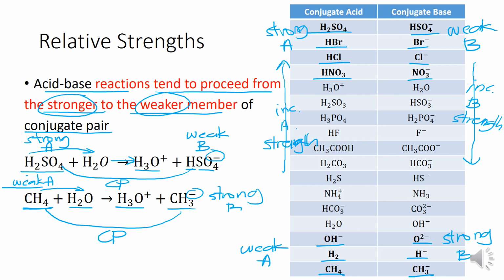Since methane is a weak acid, then methyl must be a strong base. Again, since an acid-base reaction proceeds from the stronger to the weaker member, in reality this reaction will proceed from the right to the left, because on the right side we have the strong base, and on the left side we have the weak acid. Therefore, there is a higher tendency for the methyl to produce methane. And that's it. Thank you for watching.